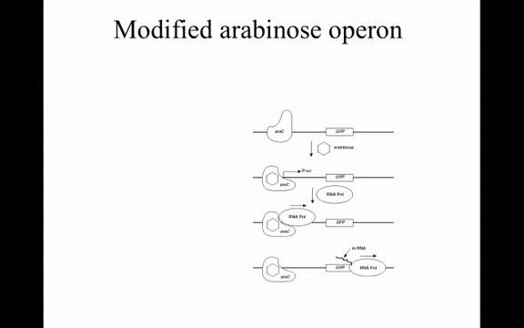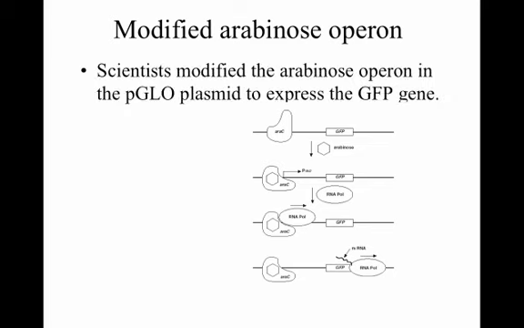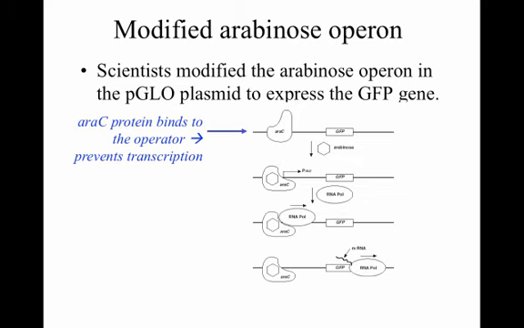So this is a modified arabinose operon because the idea was they said, well, let me use the way that this operon is controlled, but let me now put in the gene I want to be expressed, not the Ara-A, Ara-B, Ara-D. So scientists modified the arabinose operon in the pGLO plasmid so that now it would express the GFP gene instead. Same control mechanism, right? Normally Ara-C now binds to my operator, prevents transcription.